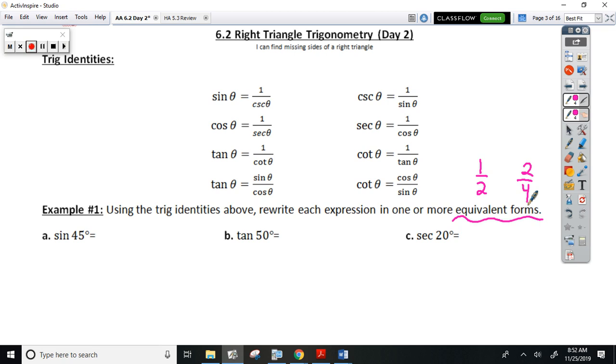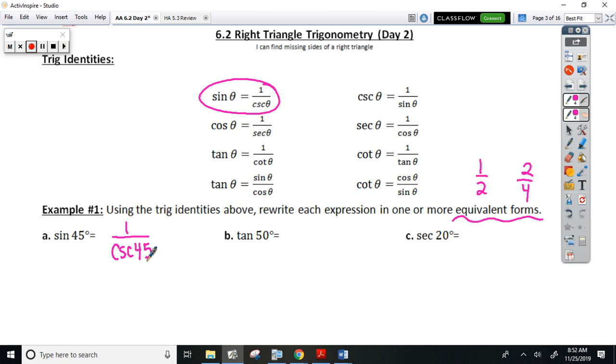So for example, the sine of 45 degrees. We can go up here, we can find a formula that has the sine equals. So just filling in 45 where theta, this would be equal to 1 over the cosecant of 45. These are the same thing. They just look different. Just like 1/2 and 2/4 are the same thing. There are no other formulas that say sine equals, so that's it, only one.